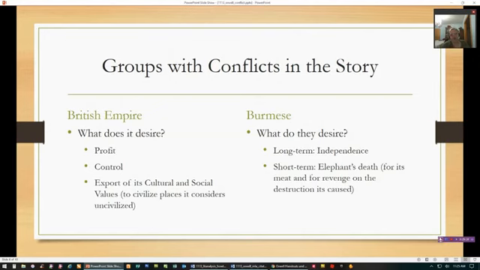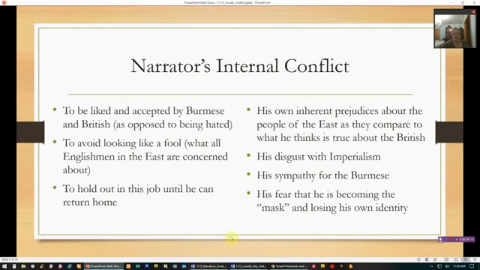How do they get that, right? For the Burmese, the people who are conquered in this story, their long-term goal is independence, right? They want to be free. They want their country back. Short-term goal, we have the elephant's death in this, and we'll talk about that when we get to the story. They want this rogue elephant taken care of. And the narrator gives them many motivations for that: entertainment, the food, right? Maybe some kind of revenge for the destruction that it's caused. Right. And so now let's look at the narrator.